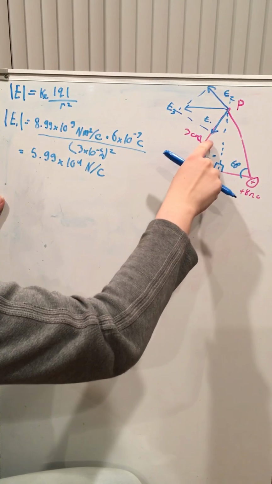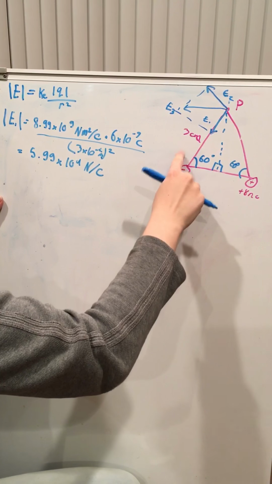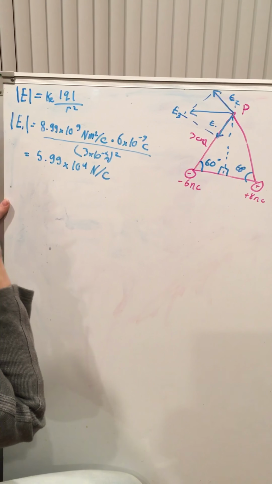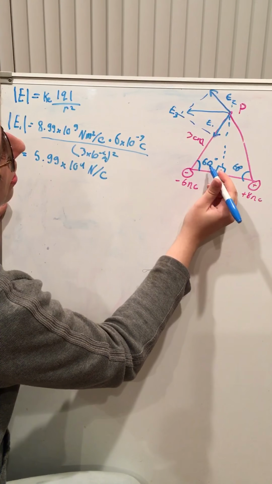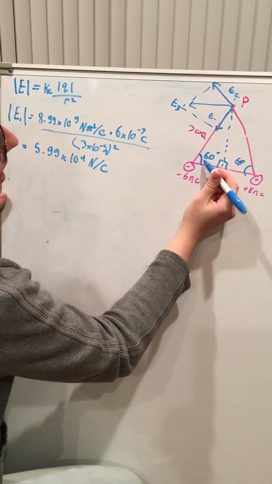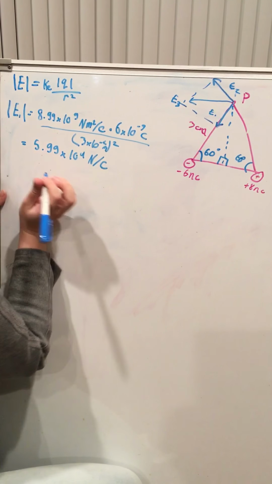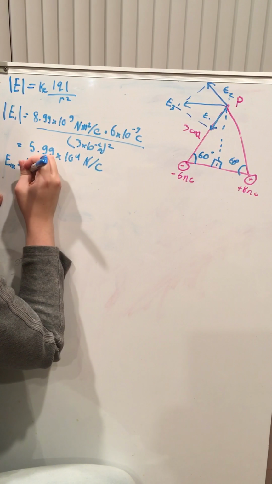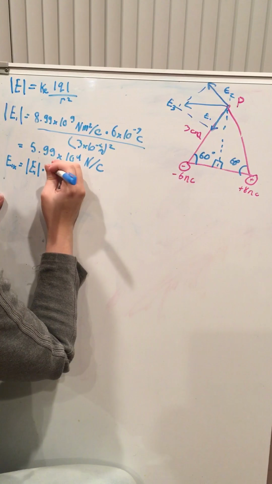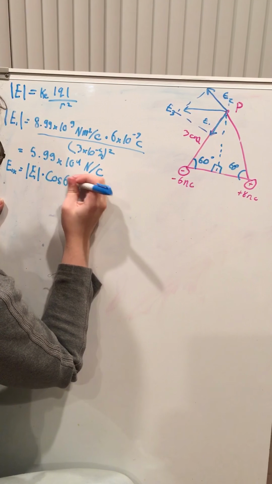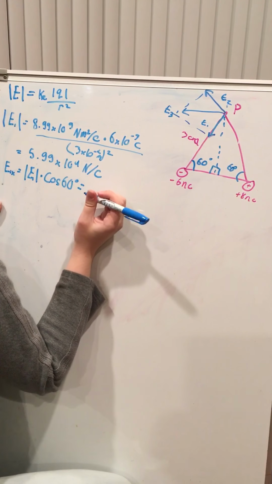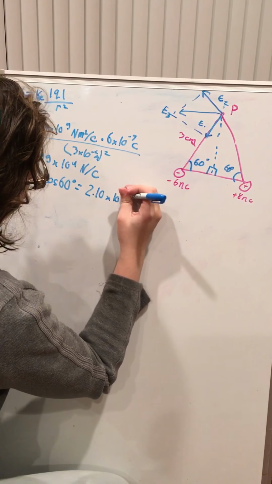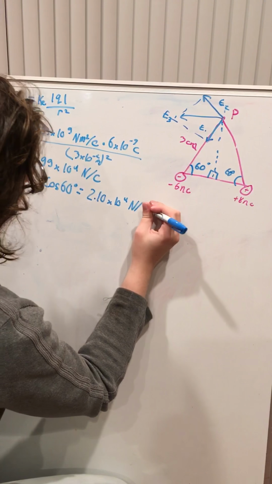Looking at this, we can see that it is along the hypotenuse of the triangle. So therefore, we can use our trigonometric rules of y equals r sine theta and x equals r cosine theta to solve this. So in this case, E1 in the x direction equals the magnitude of E1, which is our r in this case, times cosine of 60 degrees, which in turn is equal to about 2.10 times 10 to the 4th newtons per coulomb.